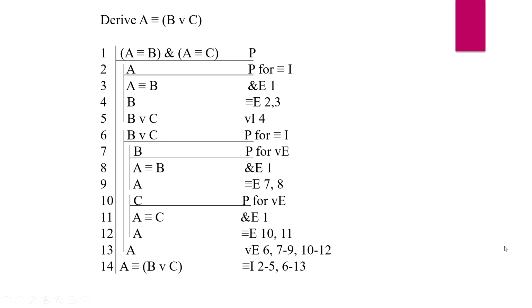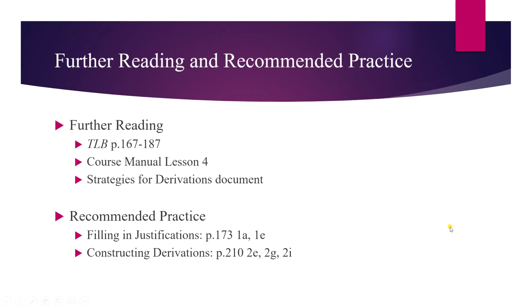Hopefully talking through these problems has given you a good feel for how to work problems involving nested subderivations. If you're still unsure of how they work, please check out pages 167 through 187 of the logic book. I'm also going to plug the strategies for derivations in sentential logic document that you can find under course resources on the modules page. It's a great guide for learning how to approach different types of arguments and different types of goal sentences when doing derivations.